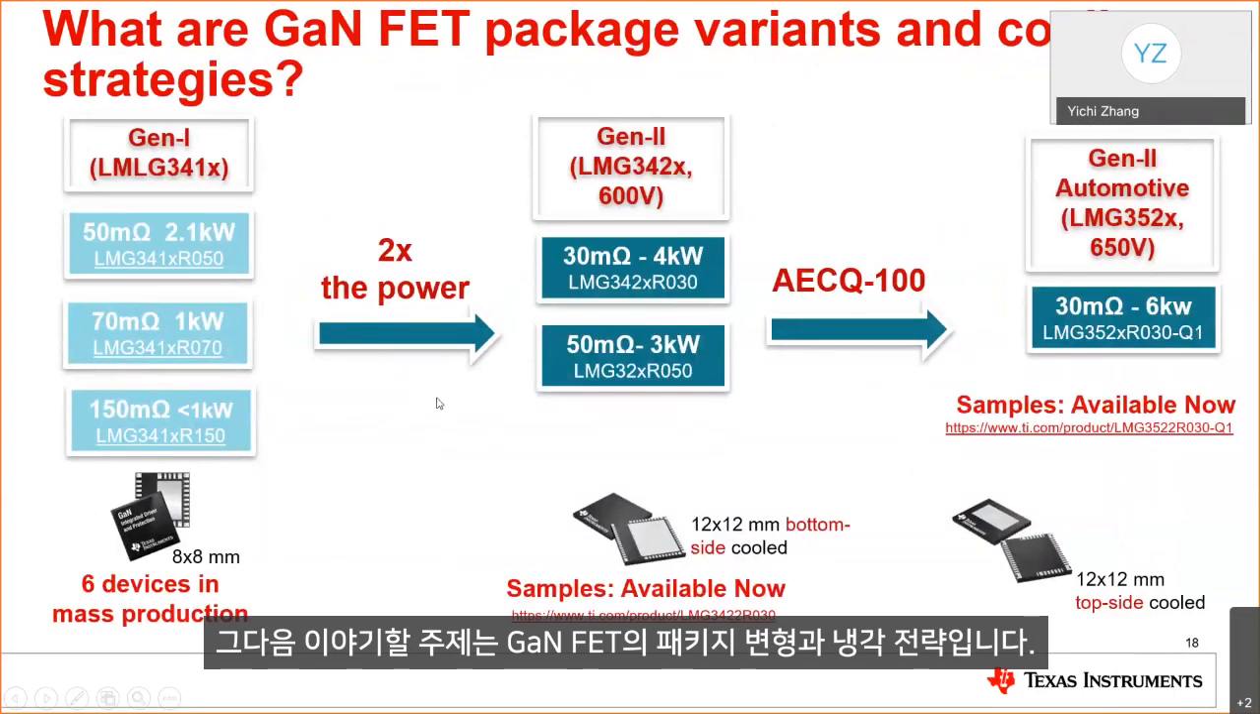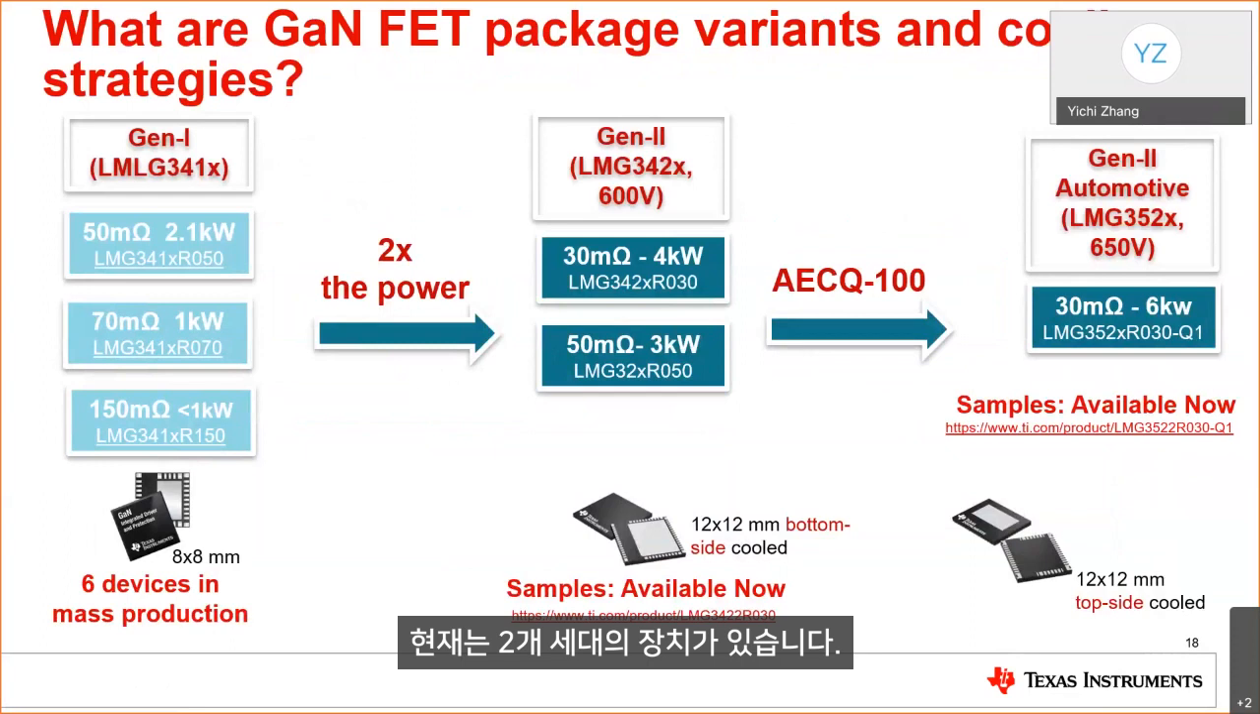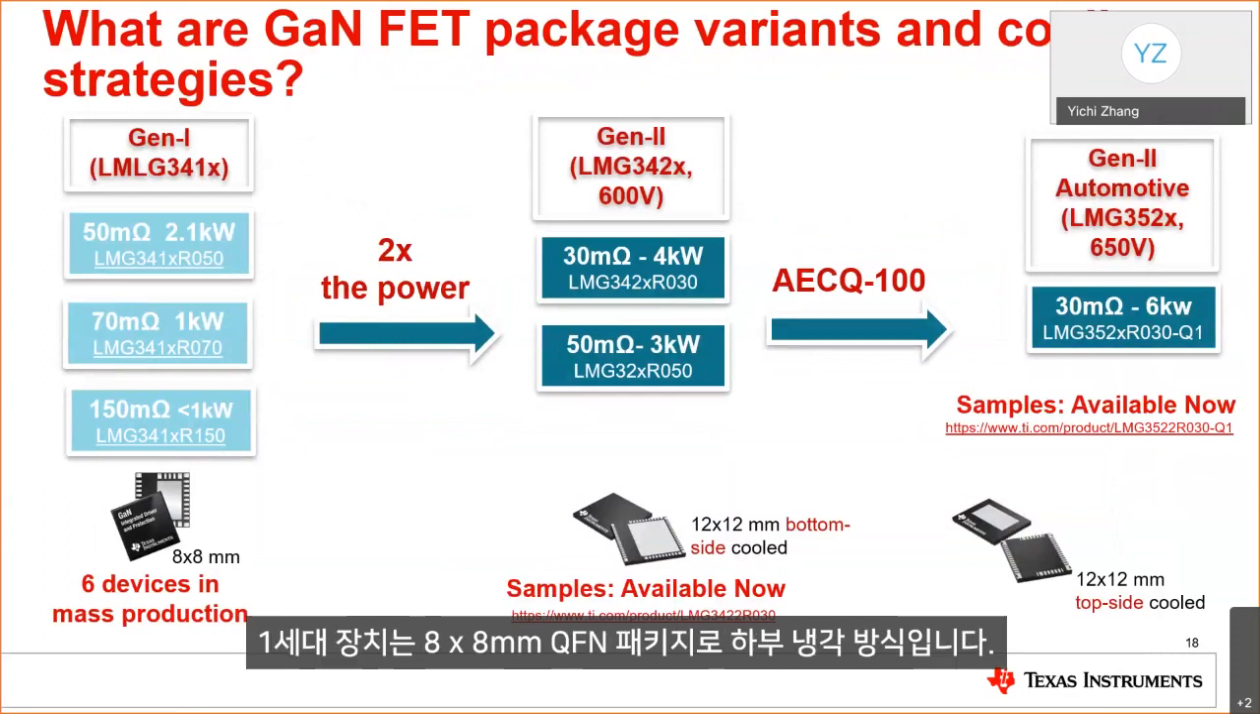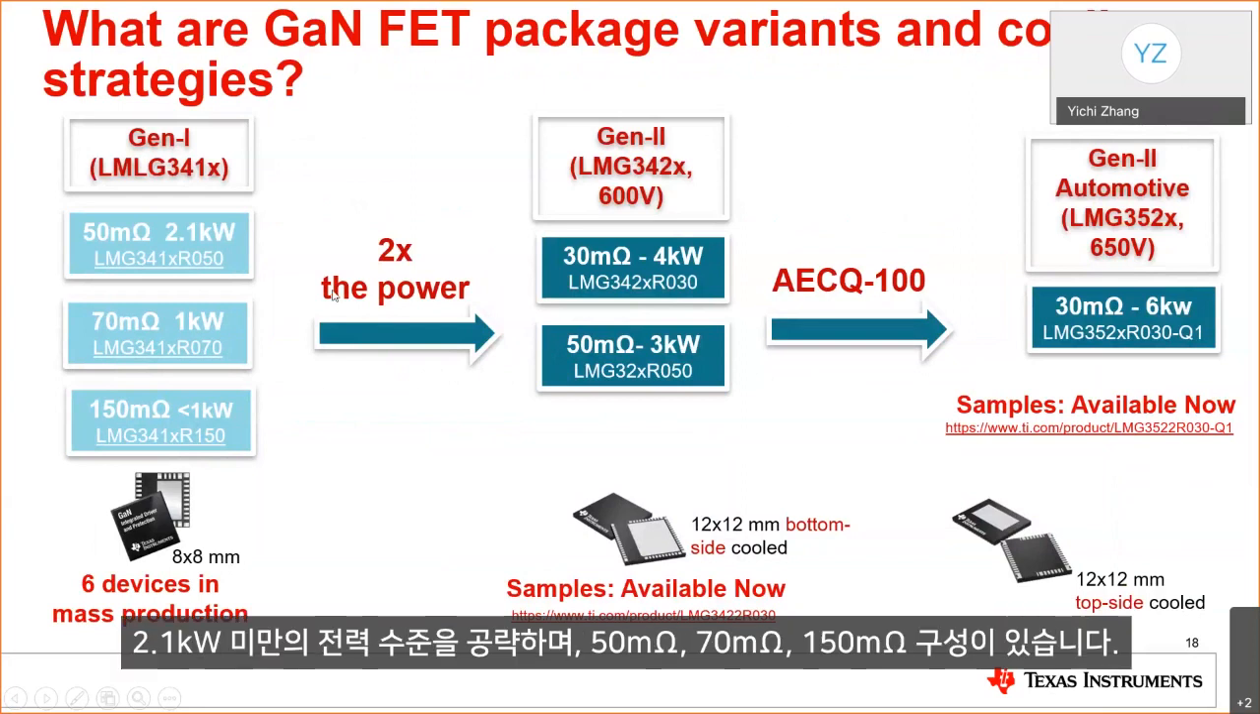All right, next topic I will be talking about is what are GaNFET package variants and cooling strategies. So right now we have two generations of device. The first generation device we have is an 8 by 8 millimeter QFN package, bottom side cooled. It's targeting power levels under 2.1 kilowatts. It has 50, 70, and 150 milliohm configurations.